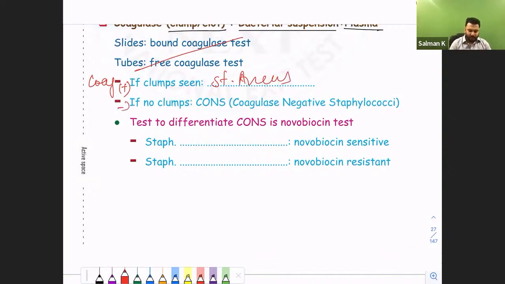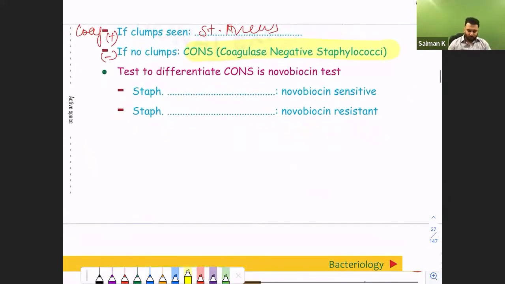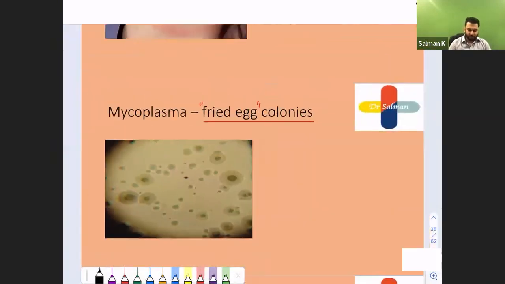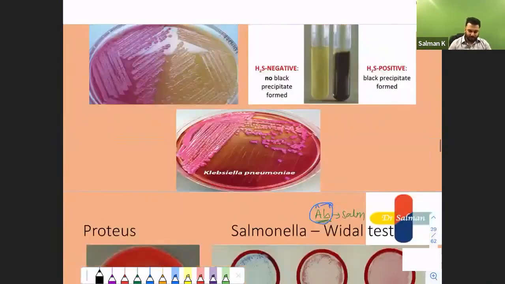And coagulase negative is said to be CoNS. And what is CoNS? Coagulase negative staphylococci. So that's the word here. If you don't see clumps, you probably will recall this picture that all of us have seen.